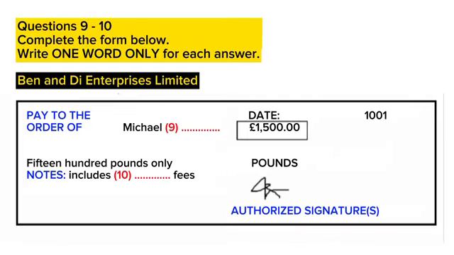Before listening to the rest of the conversation, you have some time to look at questions 9 to 10. Now listen and answer questions 9 to 10.